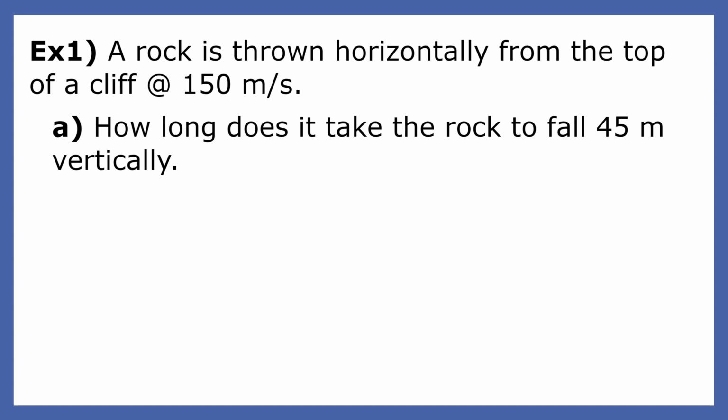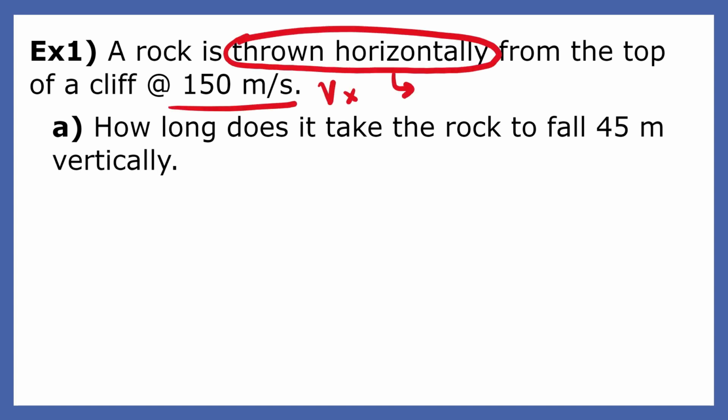Let's try to solve a problem with an object propelled horizontally. A rock is thrown horizontally from the top of a cliff at 150 meters per second. How long does it take the rock to fall 45 meters vertically?